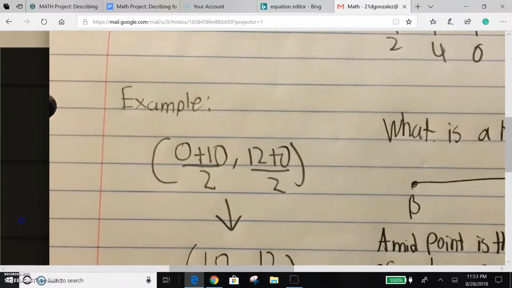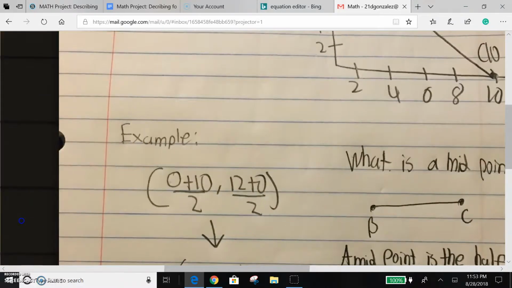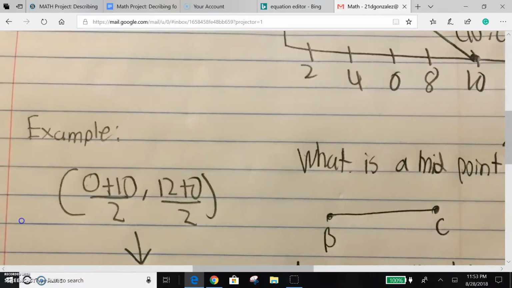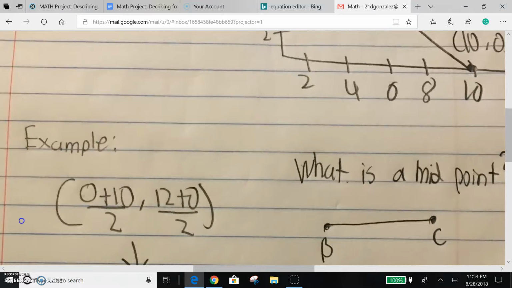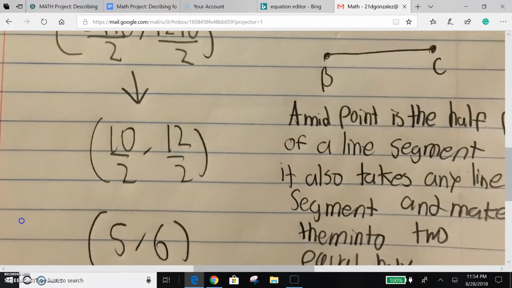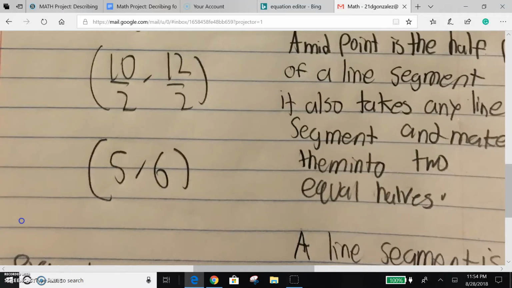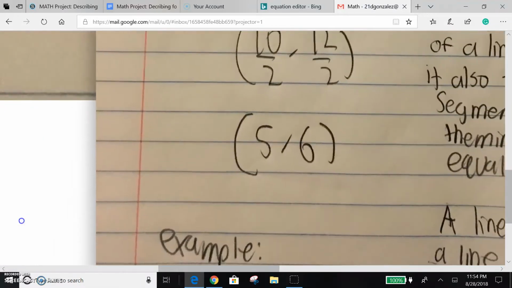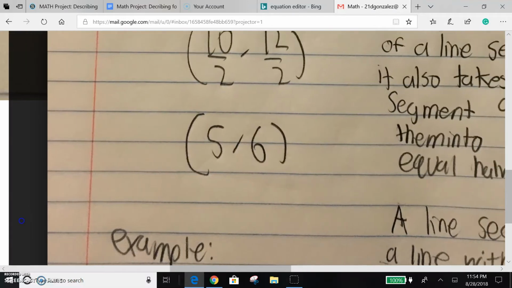First of all, we added the x1 and x2 from each coordinate, so that would be 0 plus 10, as well as we added y1 and y2, that would be 12 plus 0. Once we added those, we get 10 over 2, comma, 12 over 2. After we simplify, we get 5 over 6 as our midpoint of the line segment on the coordinate plane.